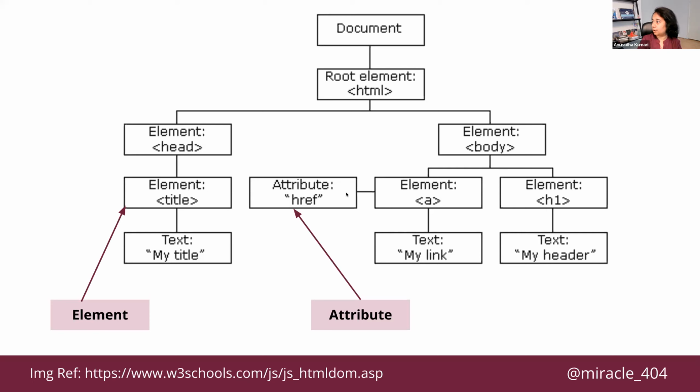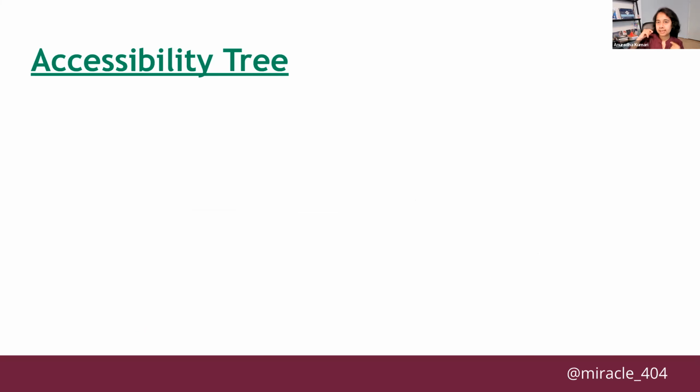So like this anchor tag has attribute href. So those are there. And then the text nodes, basically, which contain all the text or the content in that particular element. Then accessibility tree. So now this DOM tree is used to paint what we see in the browser. So if you are a sighted user, whatever you see on a website is driven by DOM.